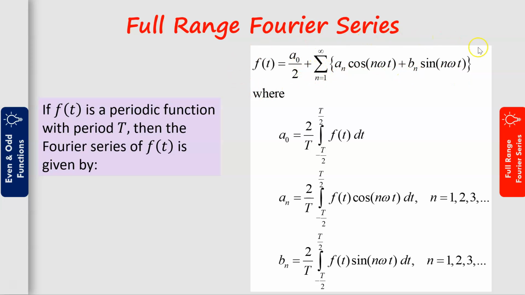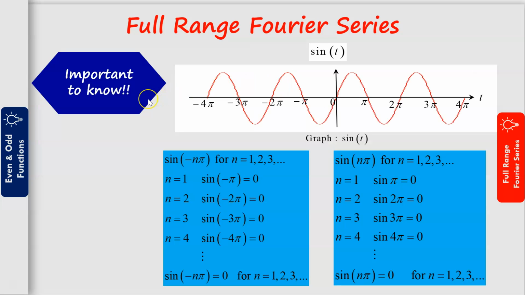Once the question asks you to find the full range Fourier series, it means that first you need to find the coefficients A0, An, and Bn, which are given by all these formulas. Once you have A0, An, and Bn, you can substitute in this function to get the full range Fourier series. I repeat again the important part, which is based on the sine function.